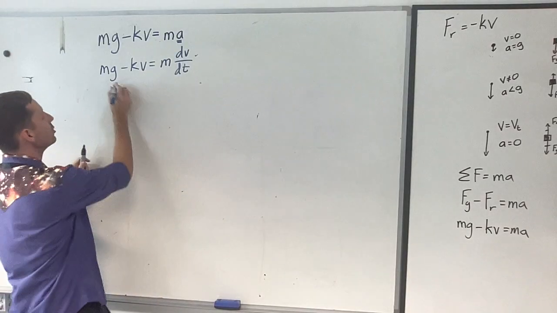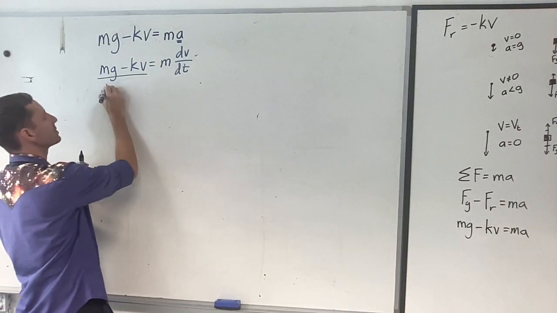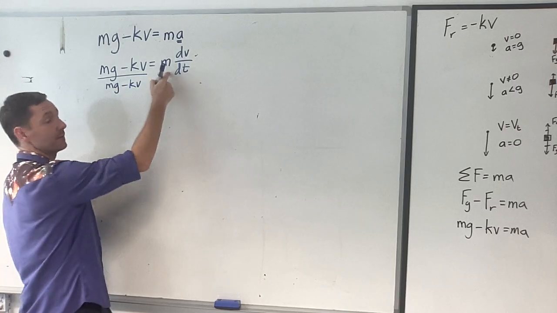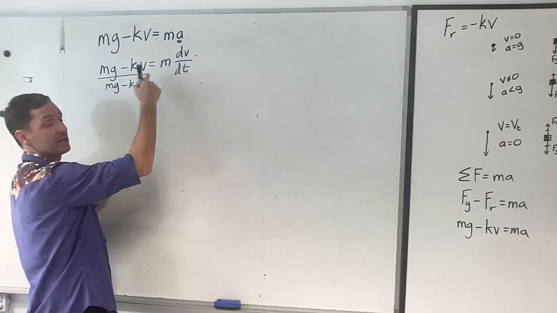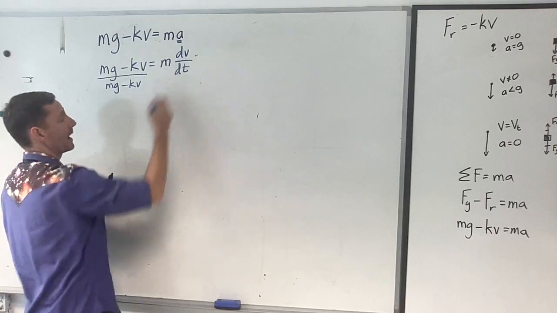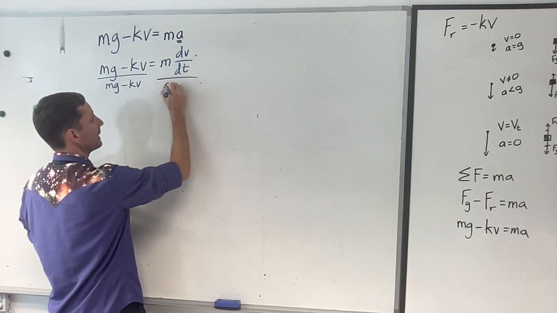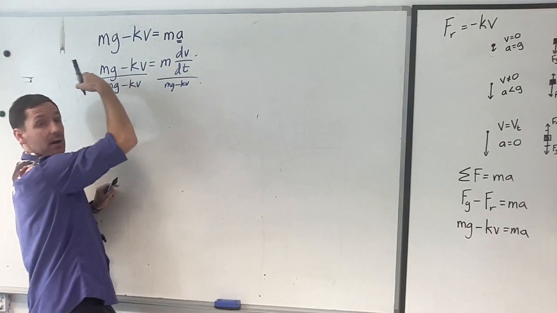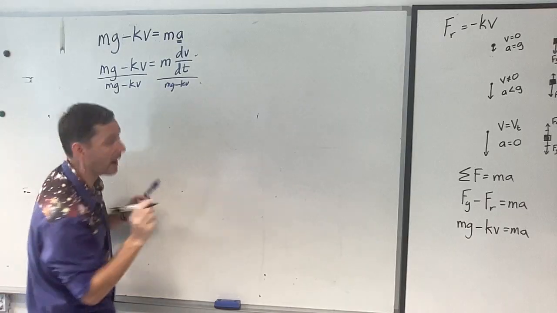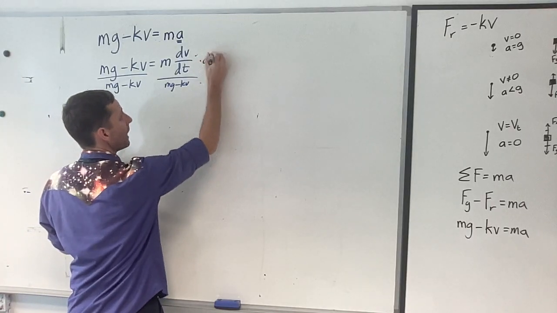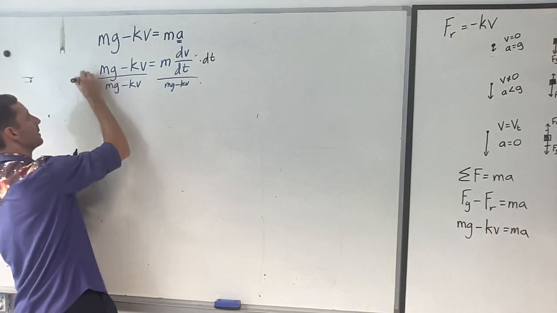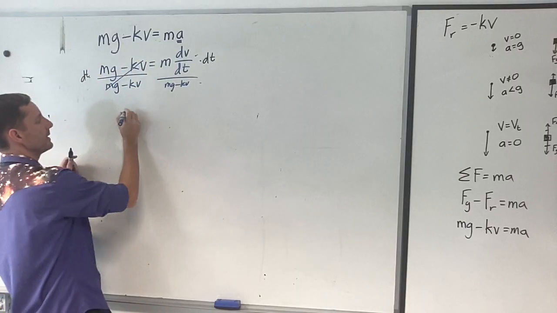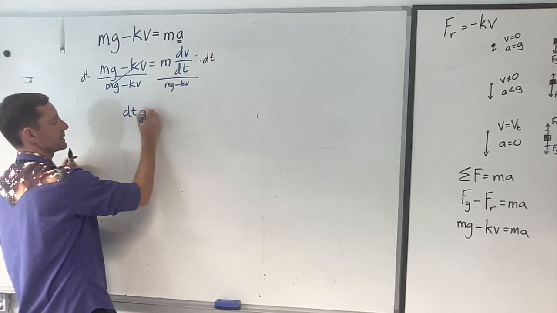Instead, what we're going to do is divide this whole side by mg minus kv. I'm going to divide this side by mg minus kv. I also want to get the dt away, so I'm going to move that over to the other side. So I am also, at the same time, going to multiply by dt. Okay? Now hopefully you'll see that these will cancel out, leaving me with a dt on this side.